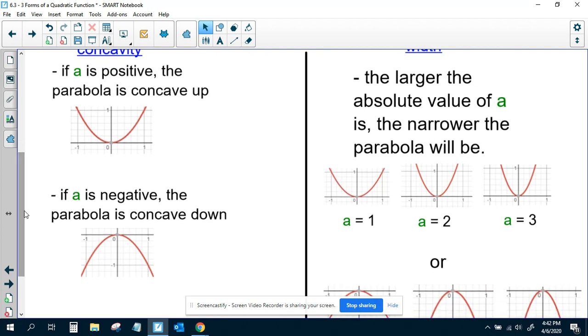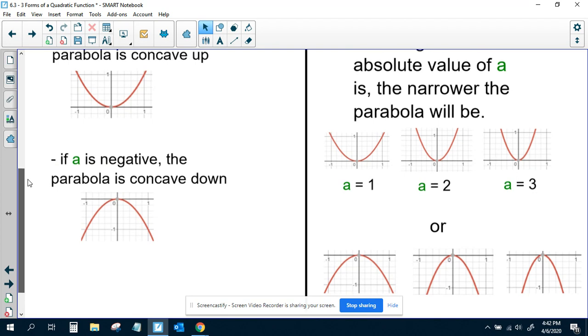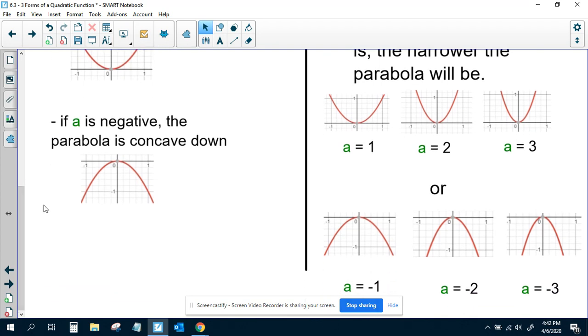Here are a couple of examples. In this first parabola, our a value is 1. For the second one, our a value is 2, and as you can see, this parabola is narrower than the first one. And for the next one, our a value is 3. That means that this one will be even narrower. When I say the absolute value of a, I say that because we could have a negative value for a, but we want to look at the absolute value of it.